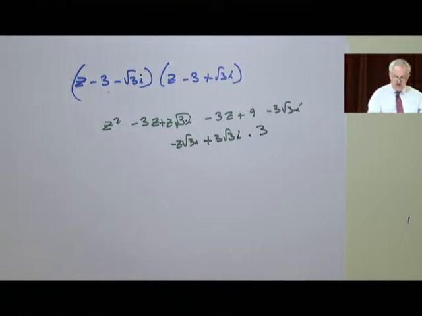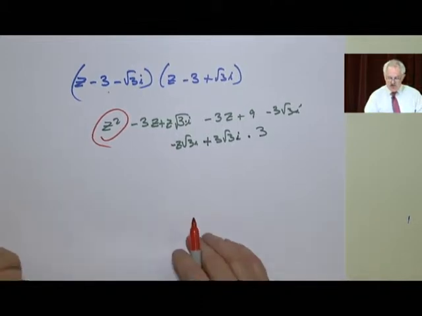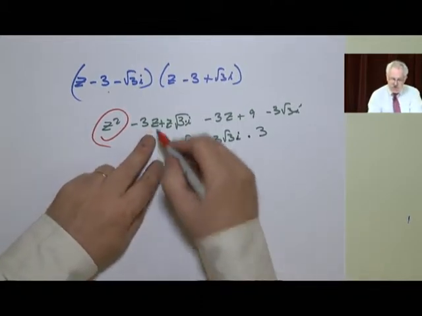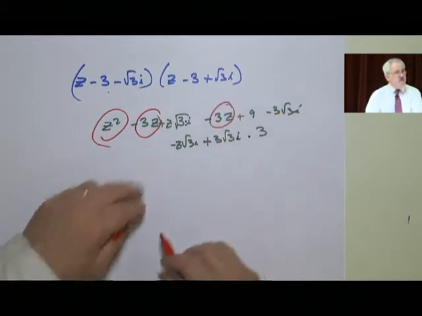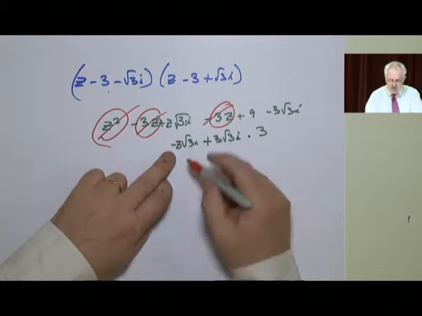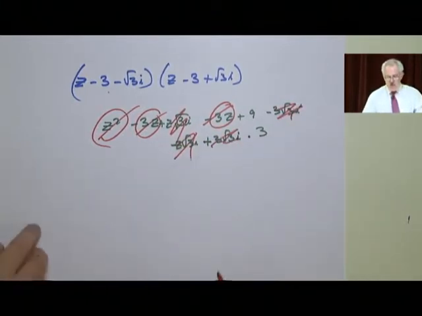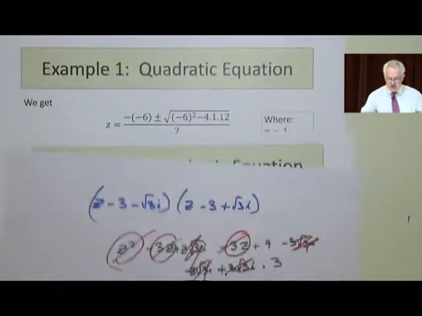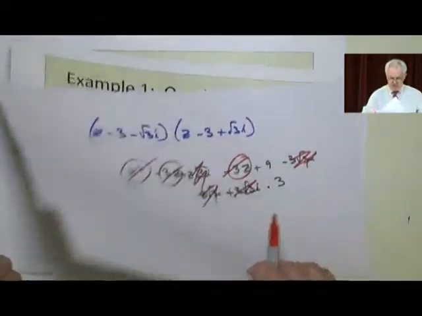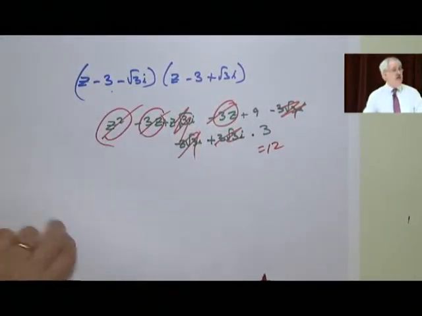Now if you start looking at that, you can see my z squared is coming through. Am I getting my 6z anywhere? I've got my 3z and my 3z. That gives me my 6z. This root 3i z and minus root 3i z cancel. This and this cancel. And what was the last one? 9 and 3 gives us 12. So the whole thing comes together.